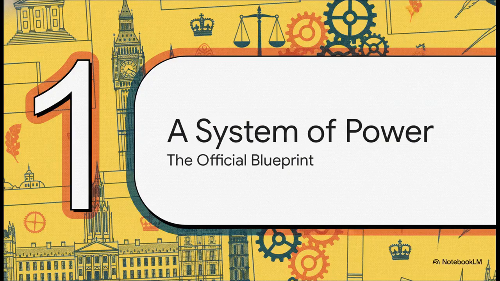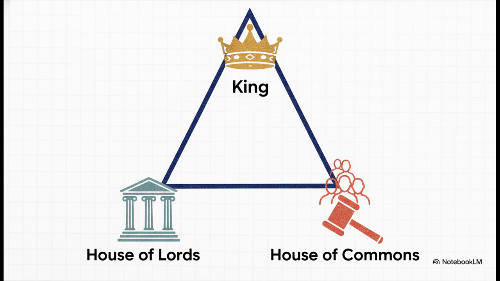To get to the bottom of this, we've got to start with the official blueprint. How was this whole system supposed to work, at least on paper? So in theory, the British political system was this neat little triangle of power. You had the monarch, you had the hereditary aristocrats over in the House of Lords, and then you had the House of Commons, which was supposedly elected. It looks like a classic system of checks and balances, but looks can be seriously deceiving.